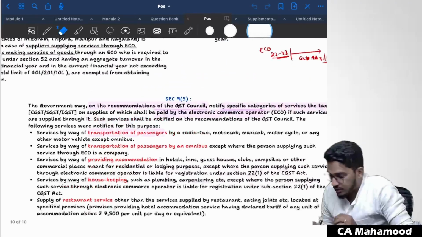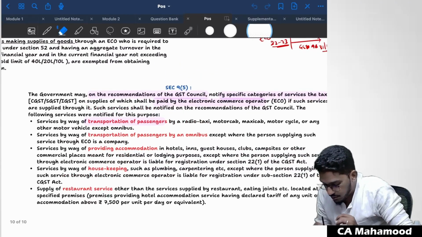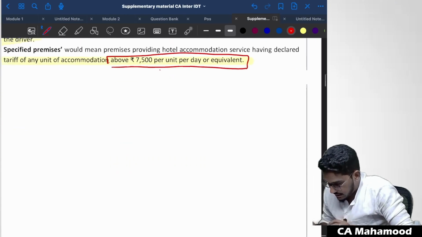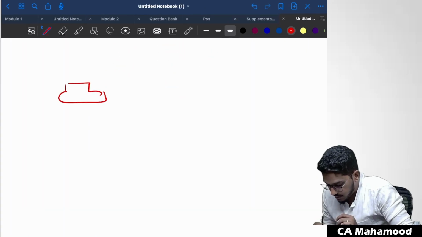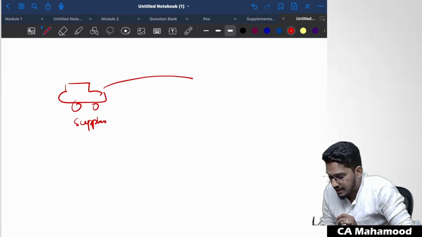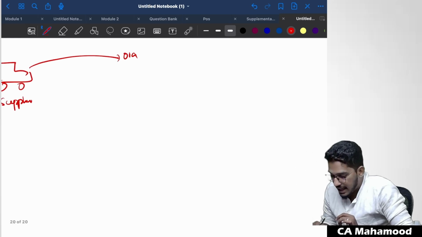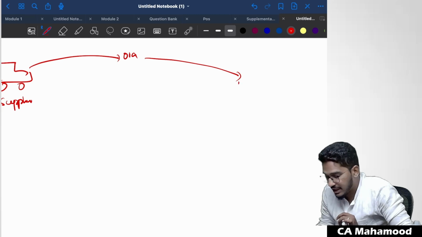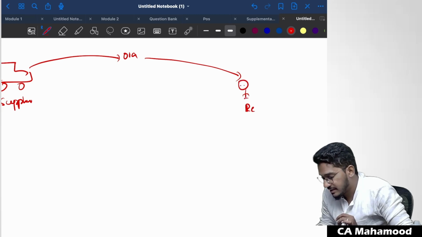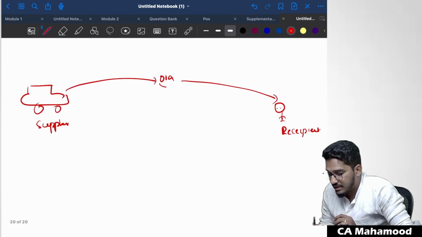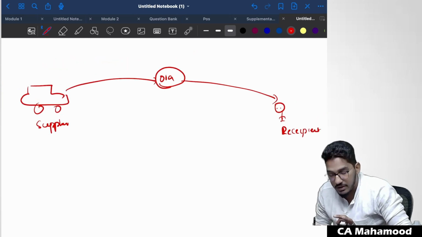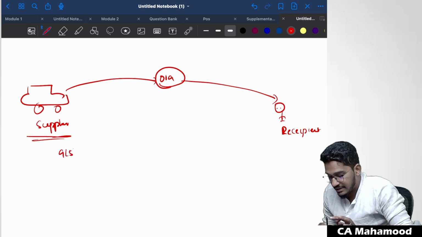Take for example, you booked an Ola cab. There is a cab owner, the person who is providing transportation of passengers. But this cab owner has registered on Ola, and through Ola he is providing the services of transportation of passengers. So you are the recipient. You avail the services of transportation of passengers, and this cab owner is the person who is supplying the services. But these services are supplied through an e-commerce operator, and this service has been notified under 9 subsection 5.